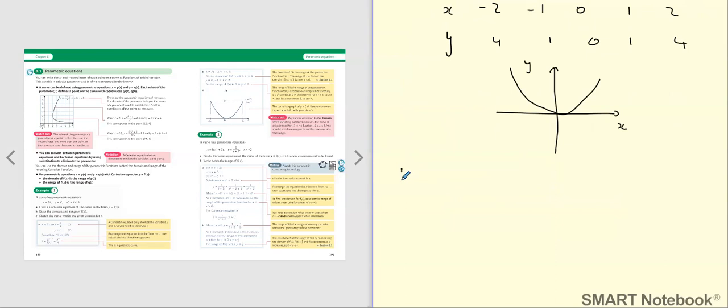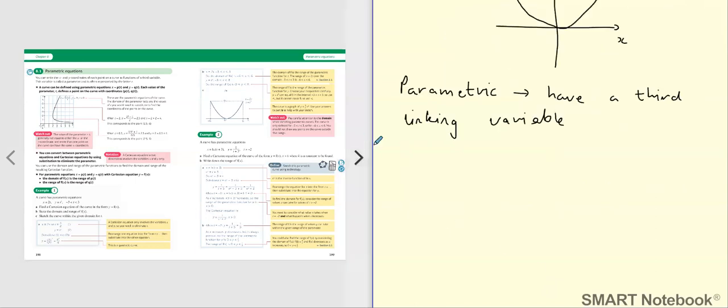Now, parametric equations have an additional parameter, a third linking variable. So, for example, you might have x equals sine theta and y equals cos theta. Okay, so now we can see that actually x and y are not directly related to each other in this case, but they are linked through some third parameter theta. Or you might have x equals 4t and y equals 7t squared. And again, you've got a third parameter. You've got x, y, and a different parameter that links everything together.